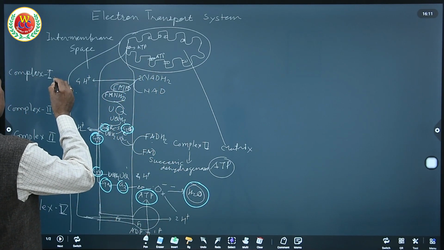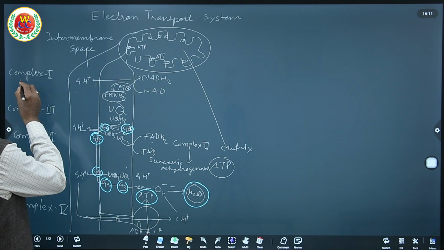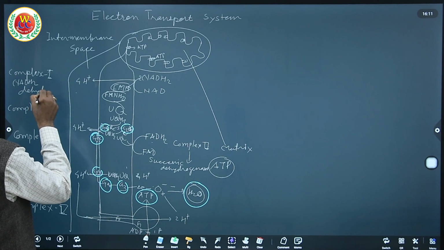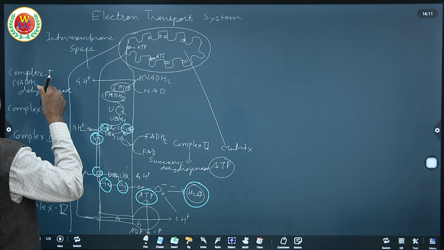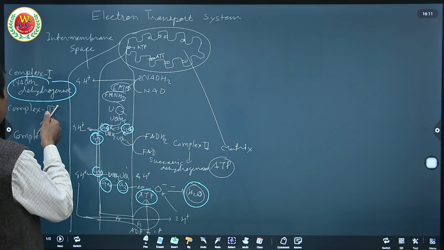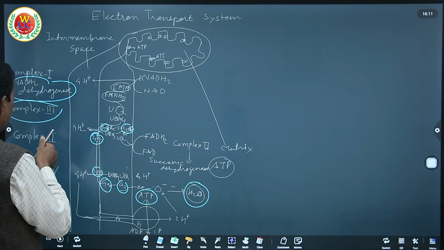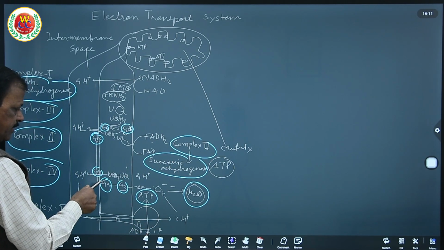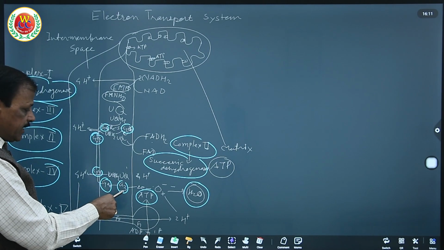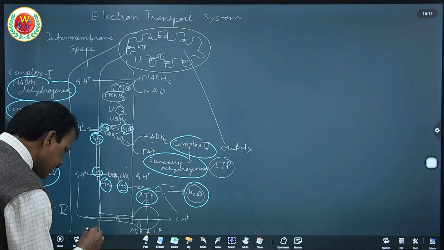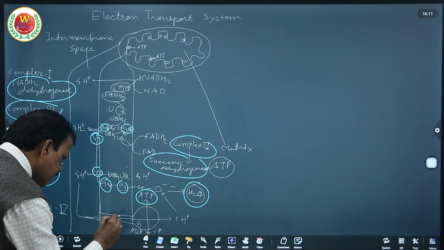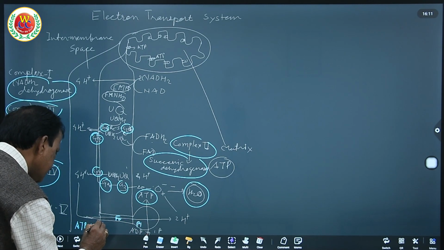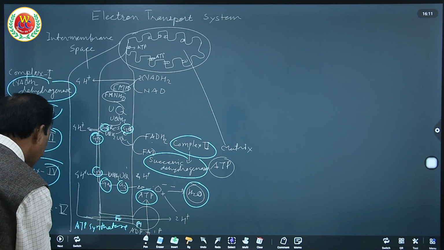You also have to remember complex 1 as NADH dehydrogenase. Complex 1 is NADH dehydrogenase, and ubiquinone is complex 3. Then succinic dehydrogenase is complex 2, and cytochrome c1 transfers the electron through cytochrome c into a, a3, which is complex 4. And this ATP synthetase enzyme is located here as the F0 F1 unit. ATP synthetase is complex 5.